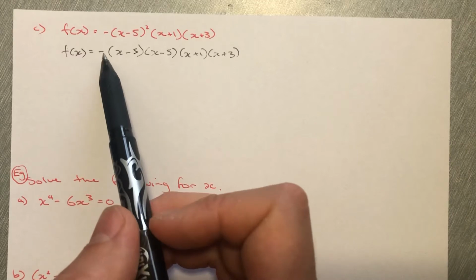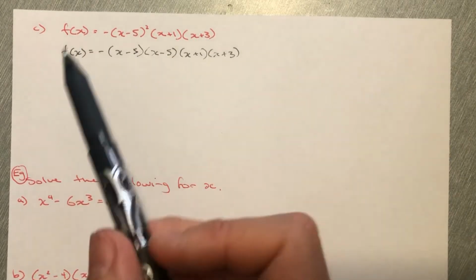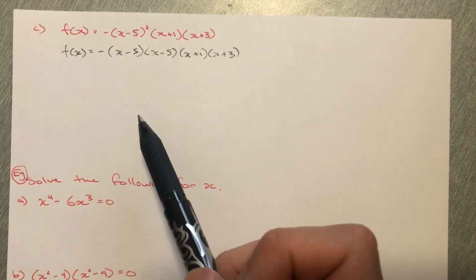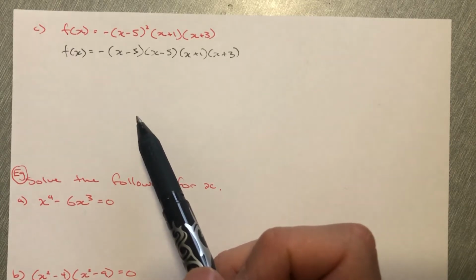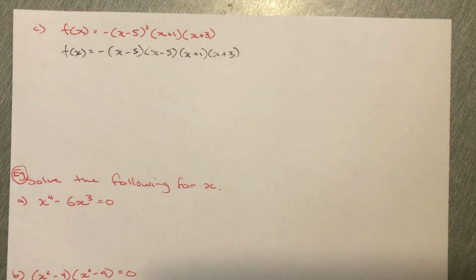We've got a negative out the front. If we expand this whole thing, our coefficient of x to the power of 4 is going to be negative, so the tail is going to point down. Firstly, let's show all those x-intercepts though.